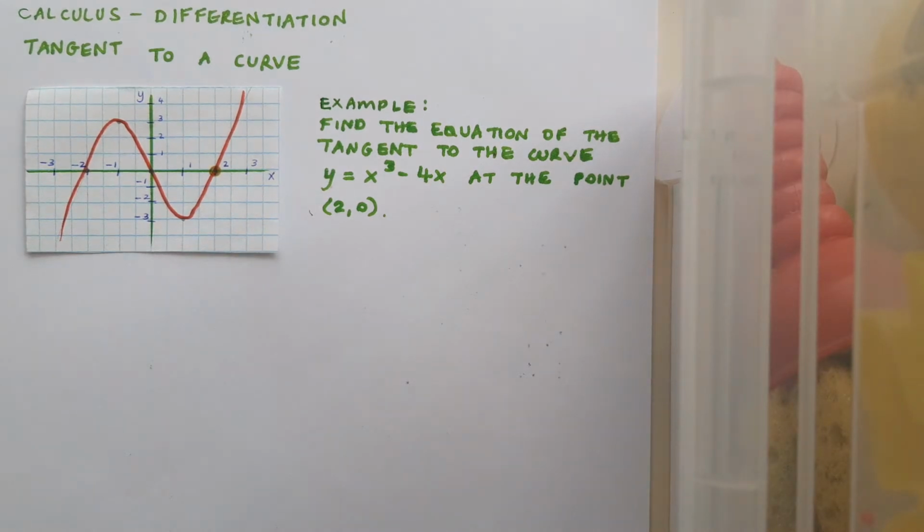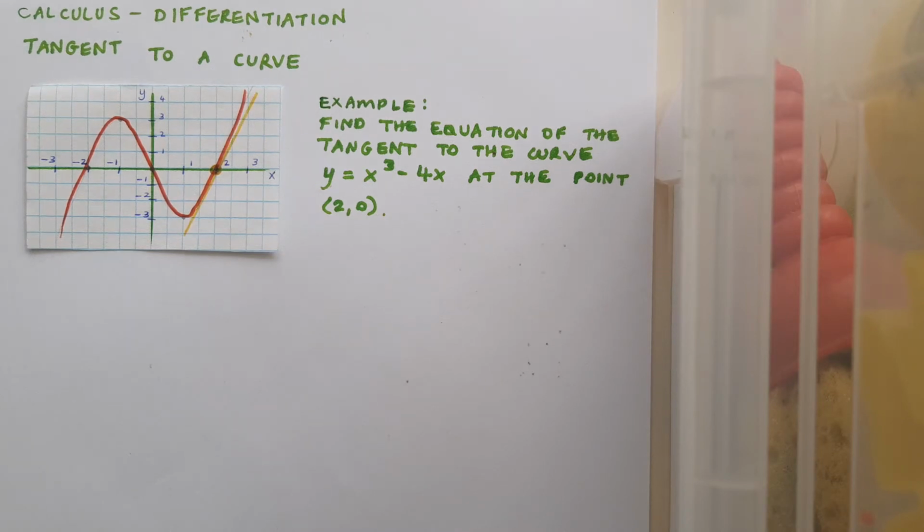Well, first of all, I'm going to mark that point 2, 0 on the diagram so I can see it clearly. And then I'm going to draw the tangent to the curve. So I've drawn in the tangent to the curve there in yellow, and I can see that the tangent to the curve is just a line. So a tangent is always a line. So what they're really saying in this question is find the equation of a line.